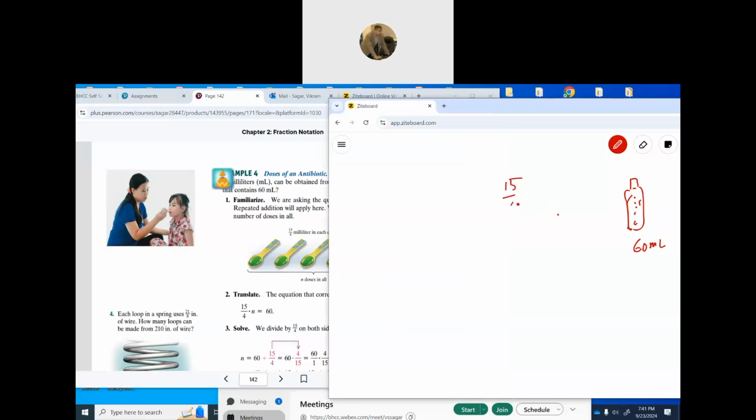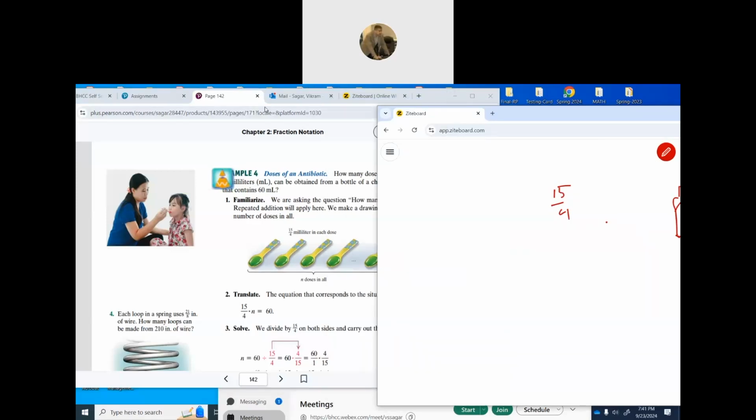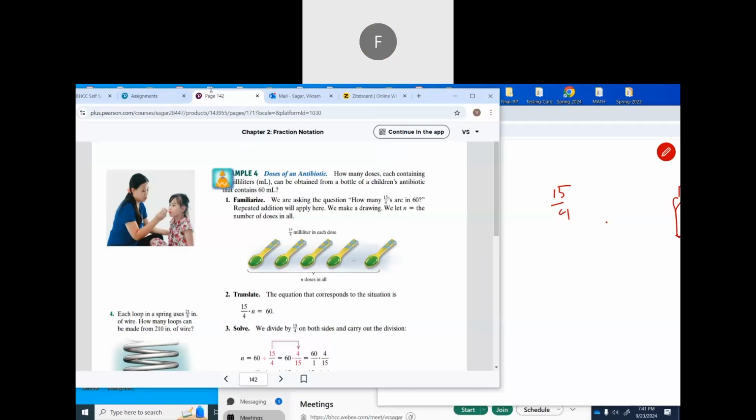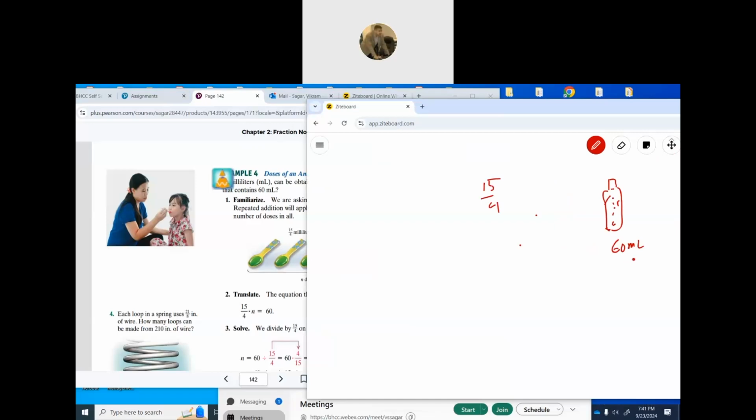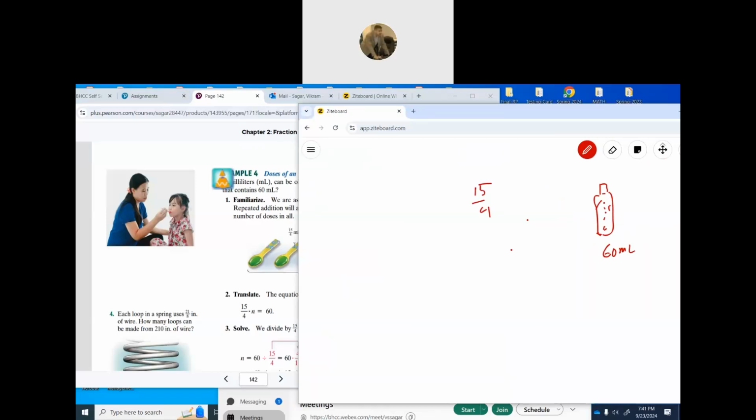So 15 over 4 is here. Okay. Now, sometimes, you know, one second. I could move that. Oh, that's okay. So you know that this is what? Now you guys are going to tell me this is a spoon here, right? So each dose is 15 over 4 ml. Okay. How many doses can we make from this bottle?